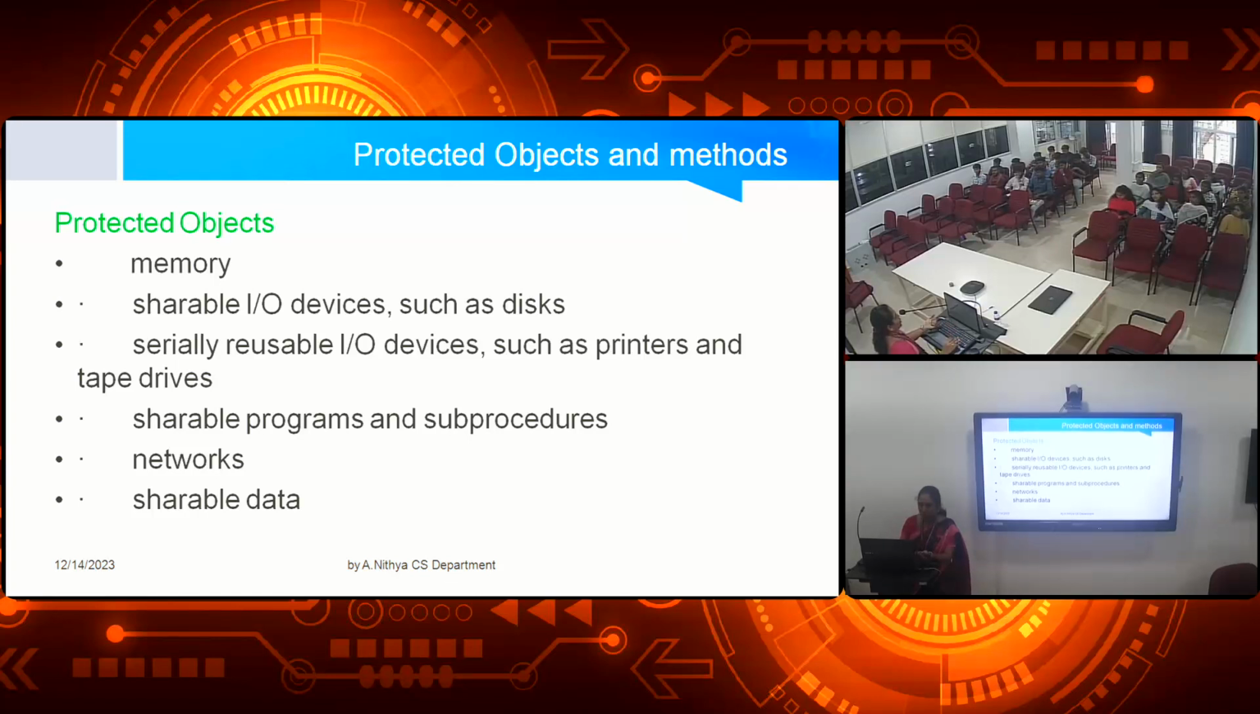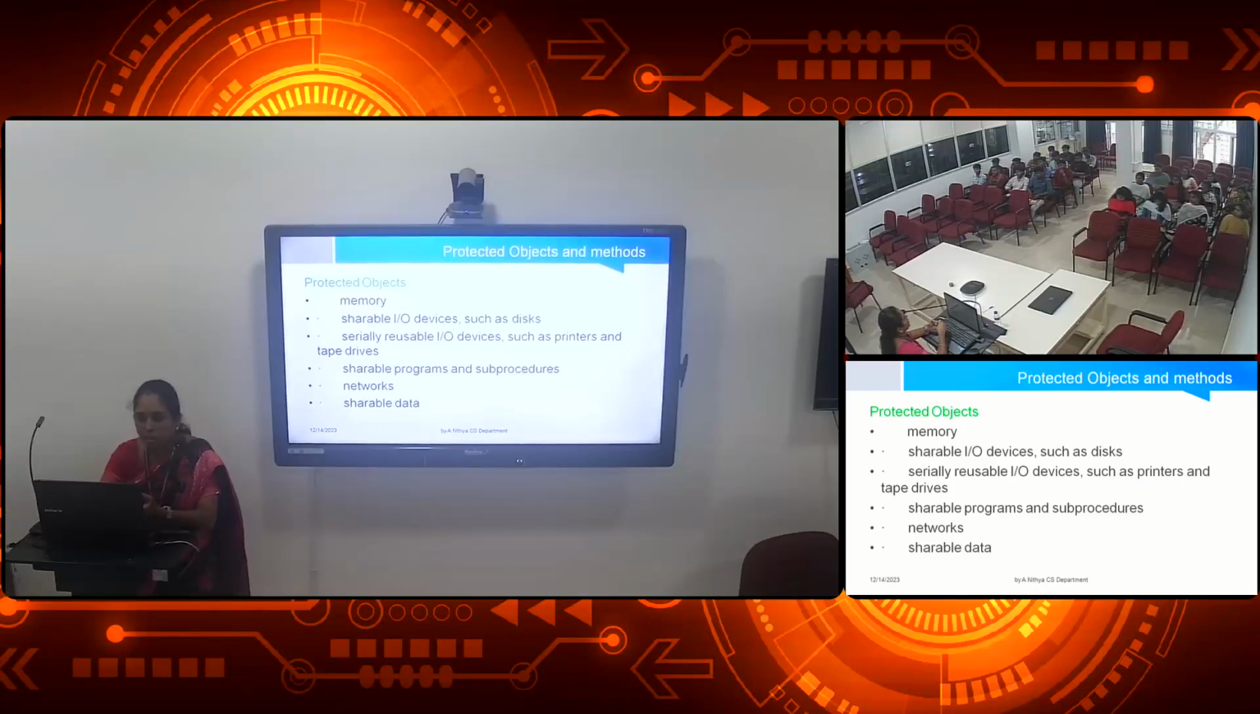So these are some of the objects in your system. The first one, memory. Second, shareable I/O devices such as the disk. Third, printers and tape drives. Fourth, your shareable programs and subprocedures. Then networks, your shareable data. Everything you have to protect apart from your information. From your system, these are the things you are having. Apart from software and hardware, these are all said to be the objects for you. These things should be protected.